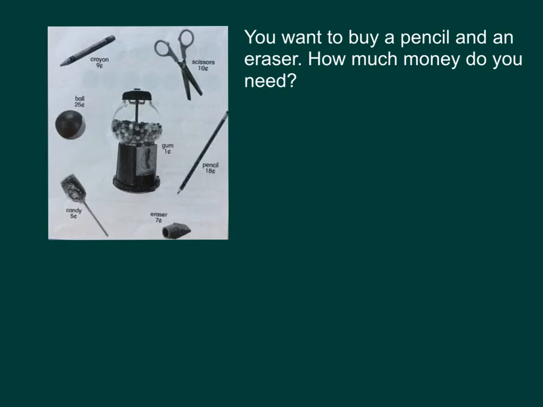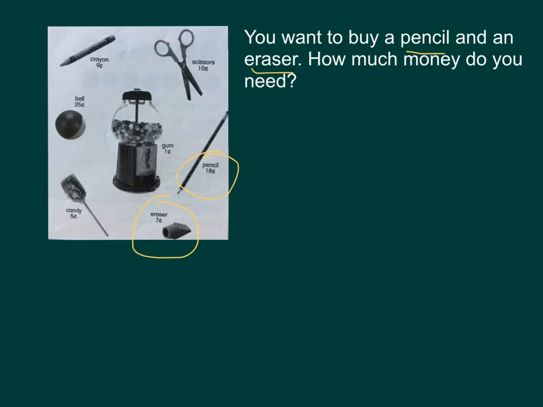Give this one a try. It says, you want to buy a pencil and an eraser. How much money do you need? Let's look at the important information. We want 1 pencil and 1 eraser. I know that the pencil is 18 cents and an eraser is 7 cents. Use your strategies to find out how much money you need to buy the pencil and the eraser. Try it on your whiteboard now. Pause video.